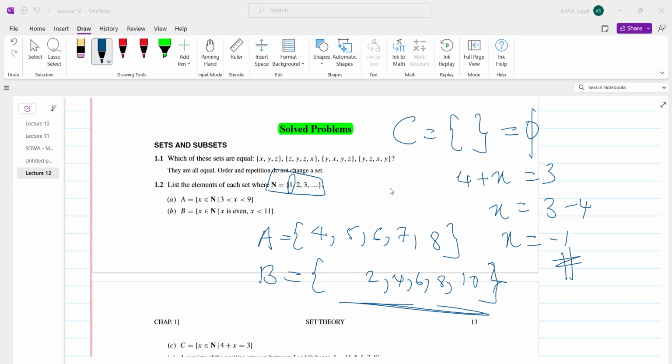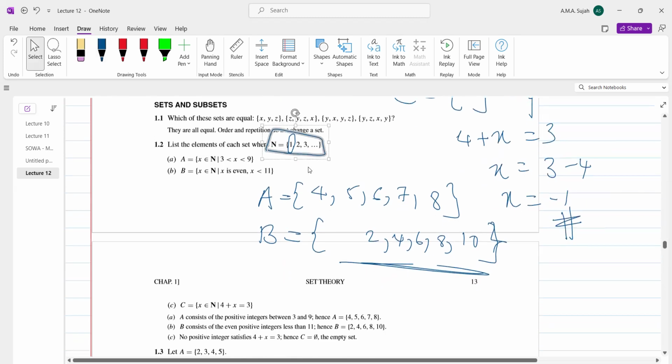If a negative value comes, we cannot say that's a set; that is an empty set. Why? Depending on this condition. So just look here: no positive integer satisfies this equation, 4 plus x is equal to 3. So C is an empty set.